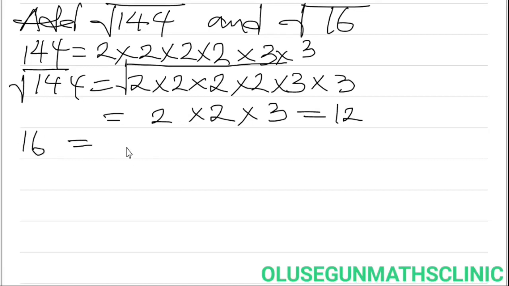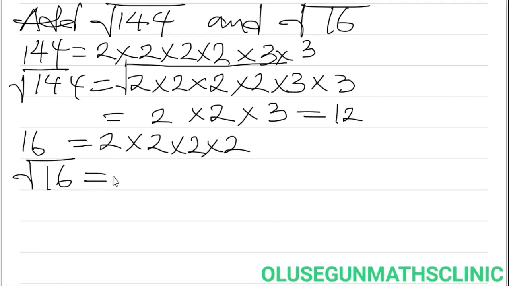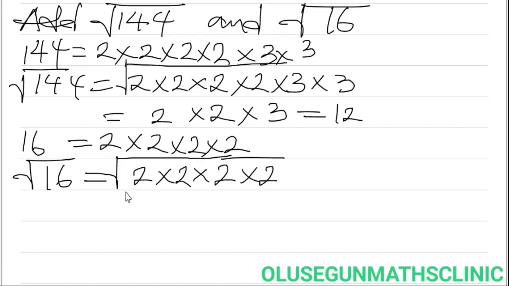Now we have another one, which is 16. The first thing you do is find the factors: 2 times 2 times 2 times 2. So the square root of 16 will be root 2 times 2 times 2 times 2. We select one of each, 2 times 2, which is equal to 4.